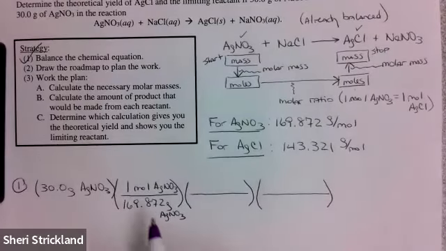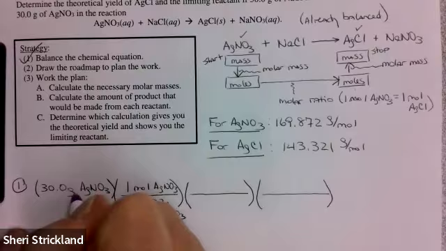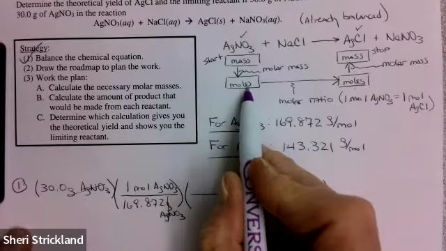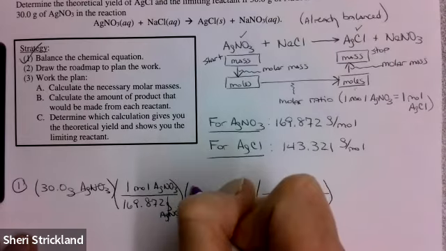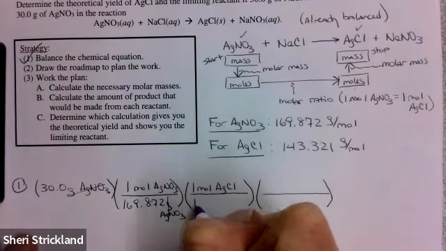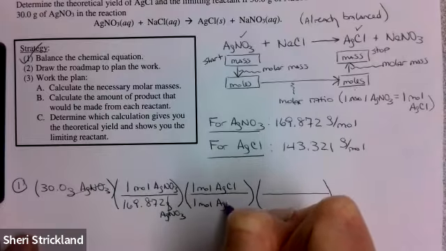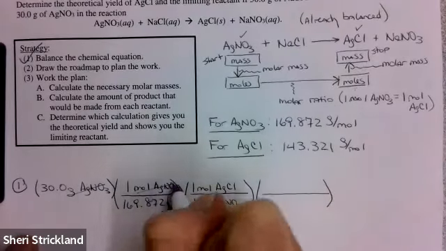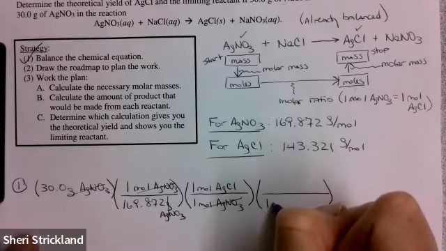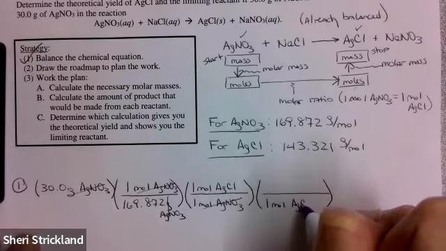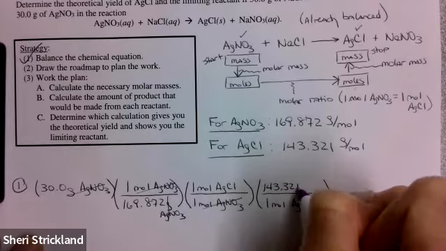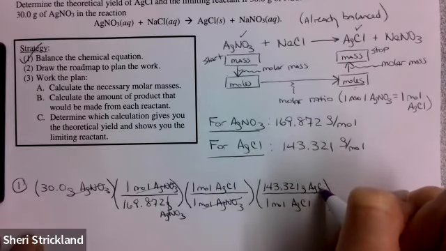Okay. So this is the molar mass of silver nitrate. We've gone from grams to moles of silver nitrate. Now I need to go from moles of silver nitrate to moles of silver chloride. There's 1 mole of silver chloride formed for every 1 mole of silver nitrate used up. Okay, so moles of silver nitrate cancel. And then to get to the grams of silver chloride, 1 mole of silver chloride has 143.321 grams of silver chloride in it.